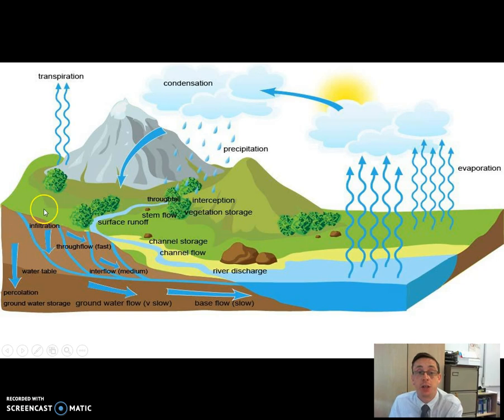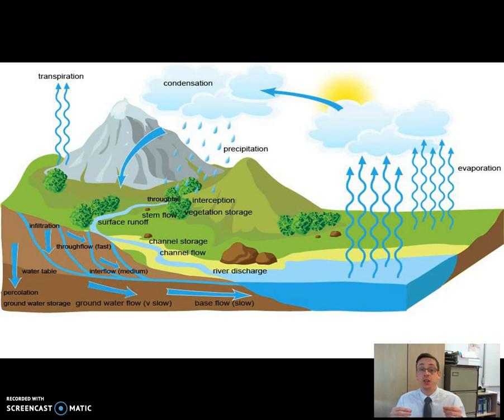Now, the first biggest process we have here is infiltration. And that's where the ground acts like a sponge and it's soaking up some of that water straight away. Now, some of that water is basically going to flow through the land very, very quickly, and we know that is throughflow. Some of it is going to then drop a little bit deeper, and we then start to see another process happen called percolation.